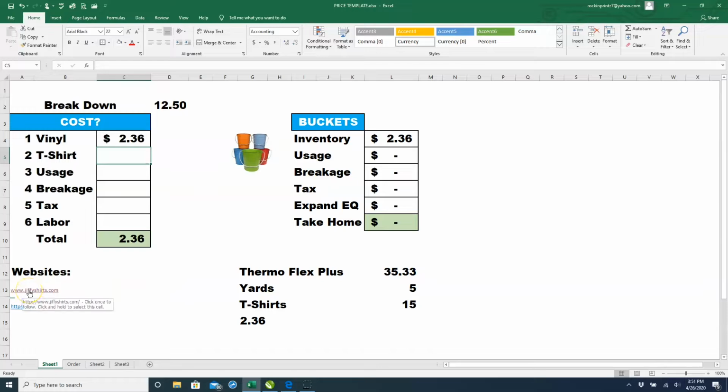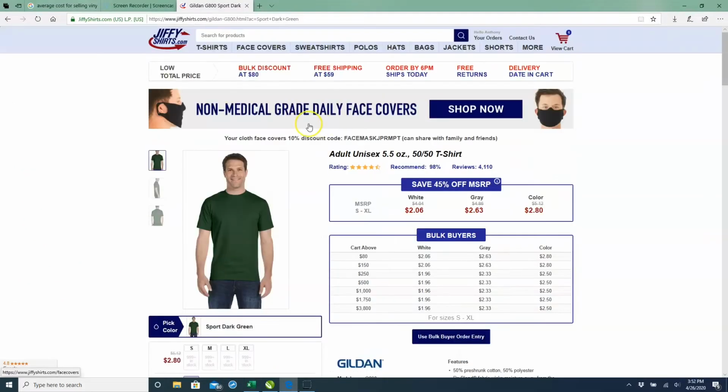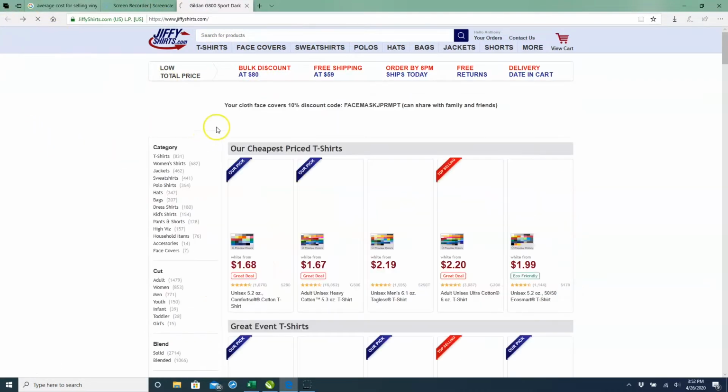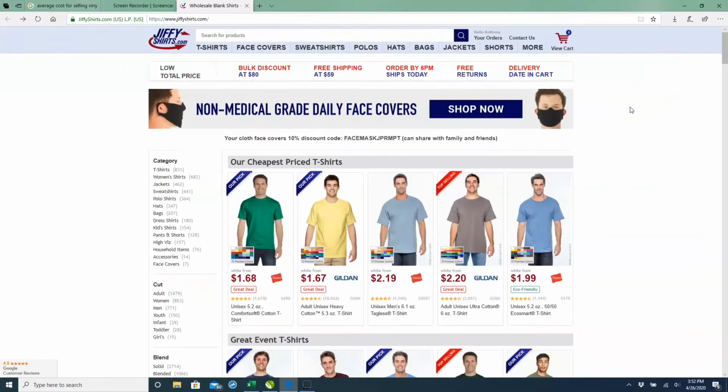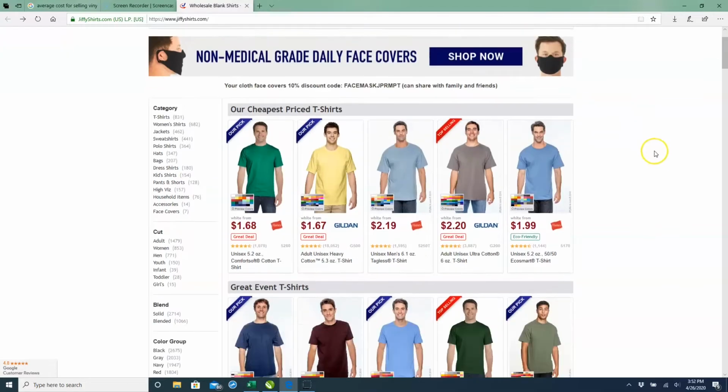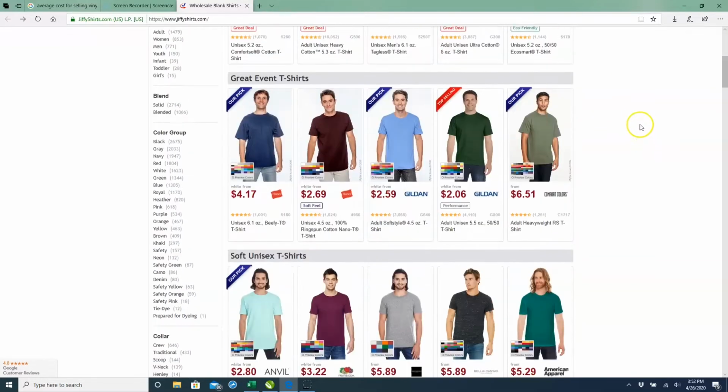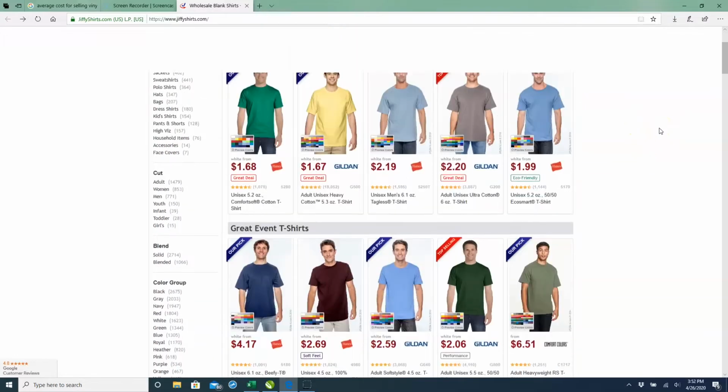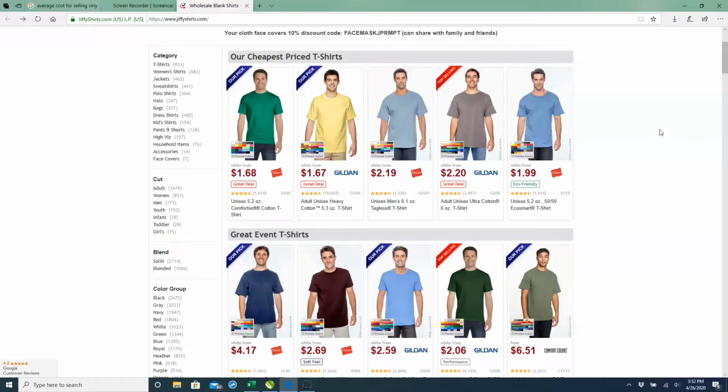Here I have the wholesale company that I purchased my bulk from, and that's called JiffyShirts.com. Depending on how you want to do your business, for my business, I don't want to go too cheap, and at the same time I don't want to go too pricey. I want something reasonable, something a little bit cheaper than your local stores like Hobby Lobby or Michael's. I'm looking at this shirt right here.